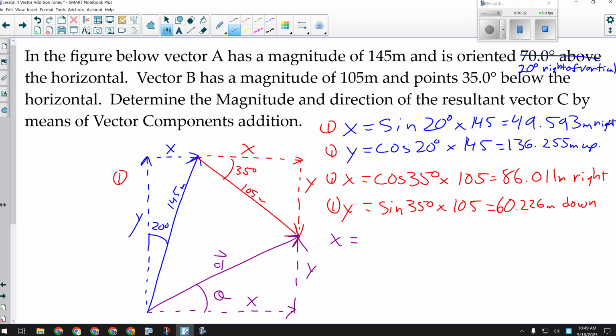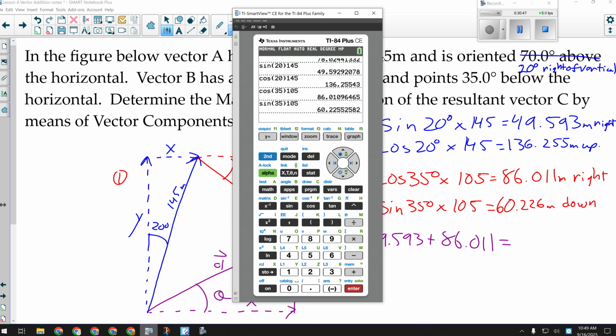So I'm going to take blue x, 49.593, and I'm going to add it to red x, 86.011. Those were both to the right, so I can add them. And I'm going to take the actual numbers from my calculator.